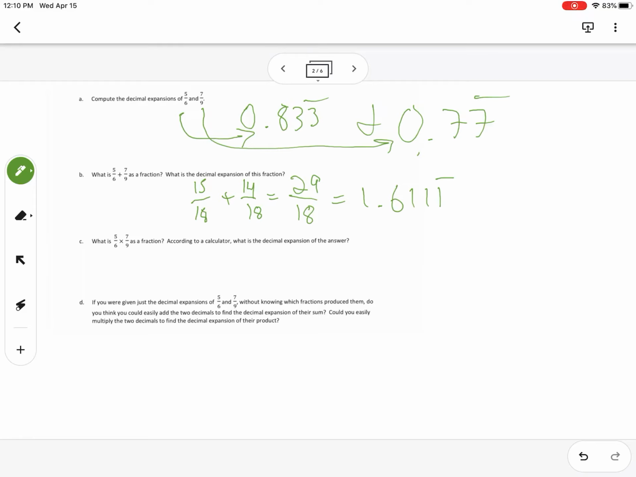Part C says, what's the answer to 5/6 times 7/9 as a fraction?